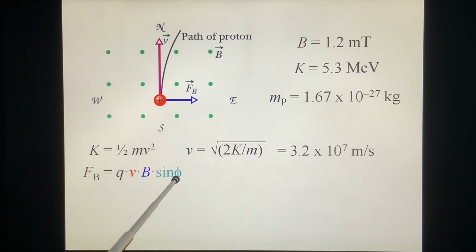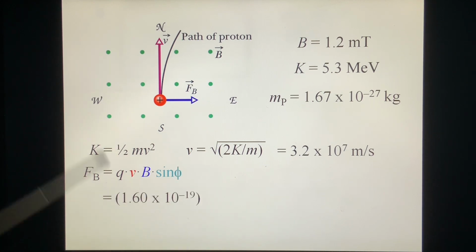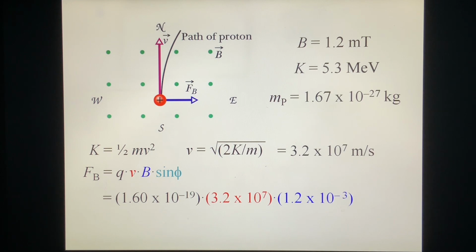F equals Q V B sine phi. This phi is 90 degrees, so we have Q, we have V, we have B, and sine phi equals 1. That's very simple, this is simple mathematics. We get the answer 6.1 times 10 to the minus 15 Newton. It's very small, very small.